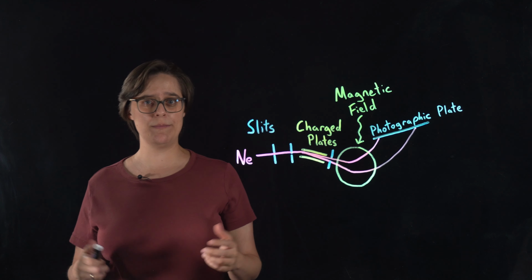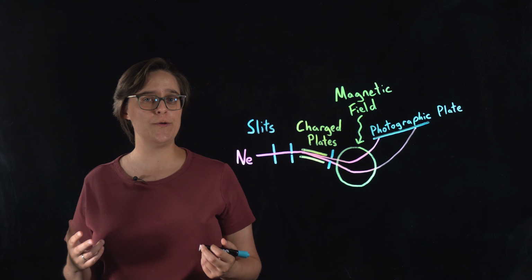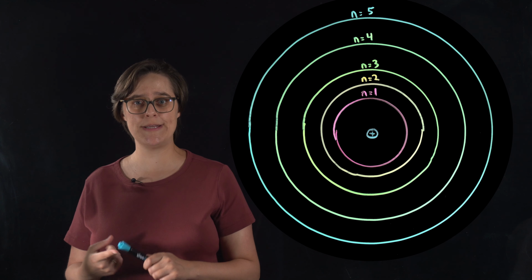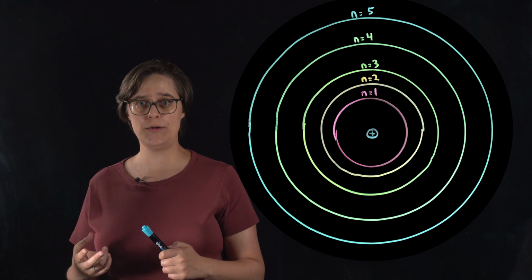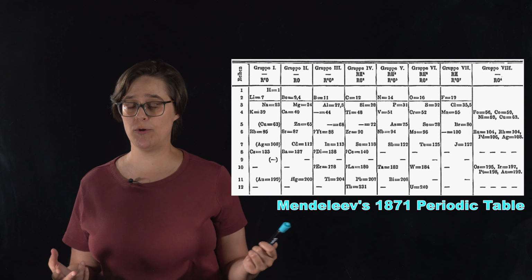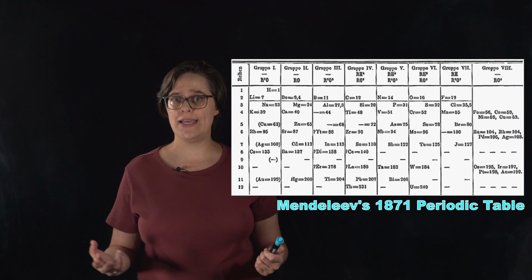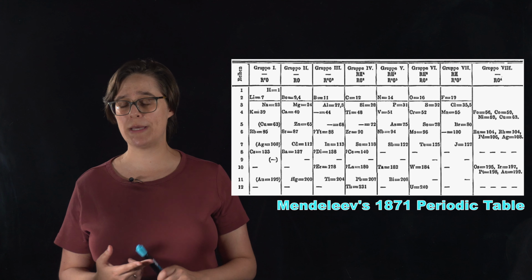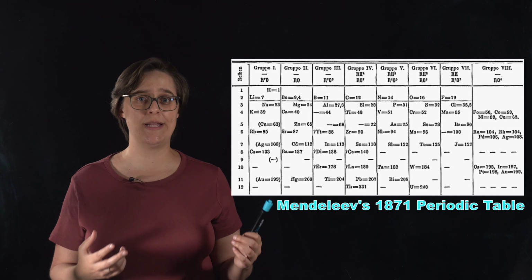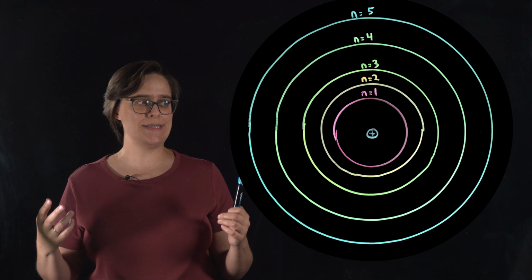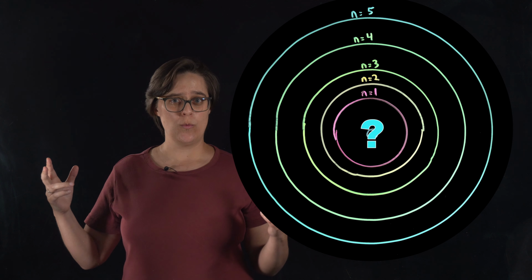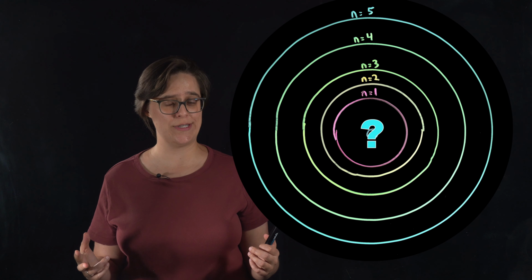At this point in time, we already knew a few things about atomic structure. We knew electrons orbit a dense nucleus. We knew atoms are mostly empty space. We've had the periodic table since the 1860s, and we even knew that atomic mass was somehow important in determining the elements. But if neon atoms can have two different masses, what exactly was in that nucleus?